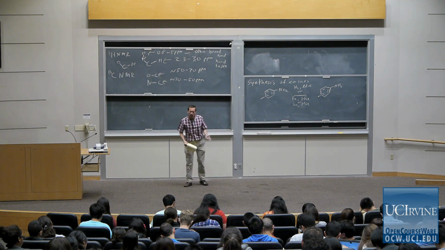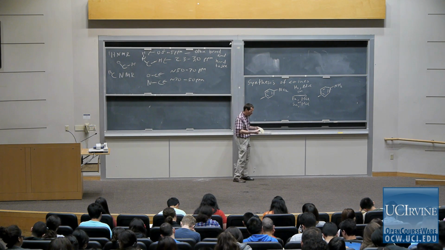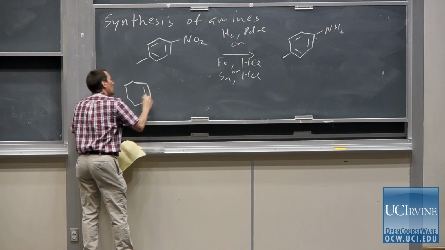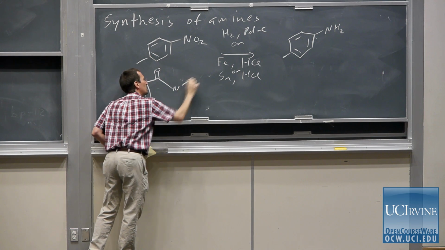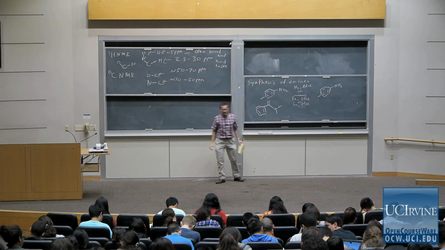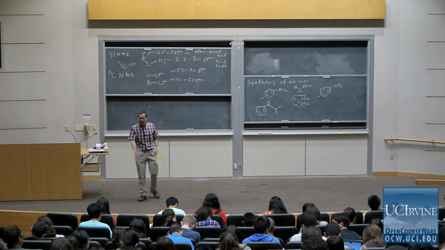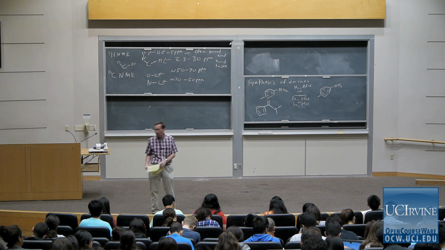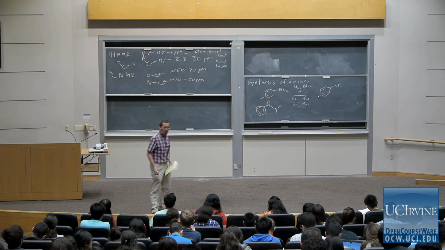Aliphatic nitros are a little harder to reduce, but they can be reduced by catalytic hydrogenation as well under slightly different conditions. You've learned that lithium aluminum hydride reduces everything and anything. We saw that all the carbonyl groups got reduced down. Esters go to alcohols. Carboxylic acids go to alcohols. Ketones and aldehydes go to alcohols.